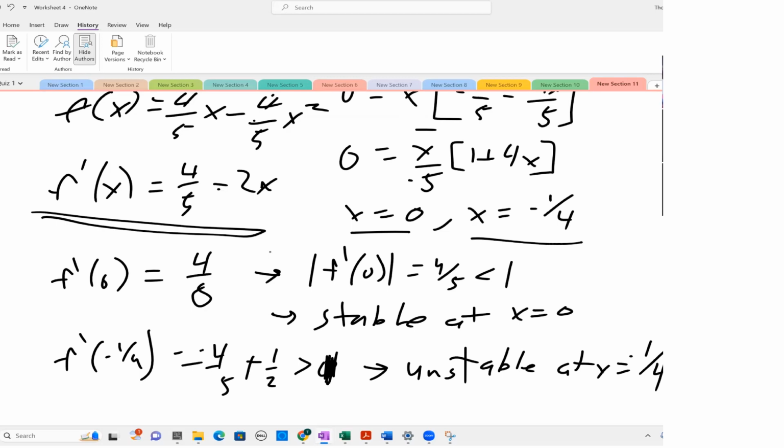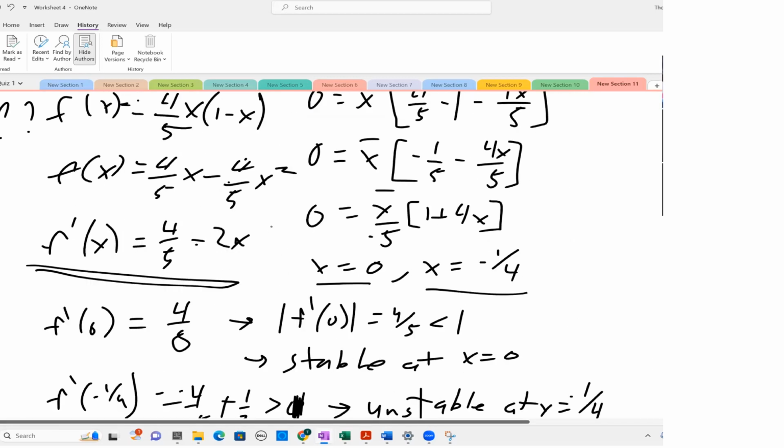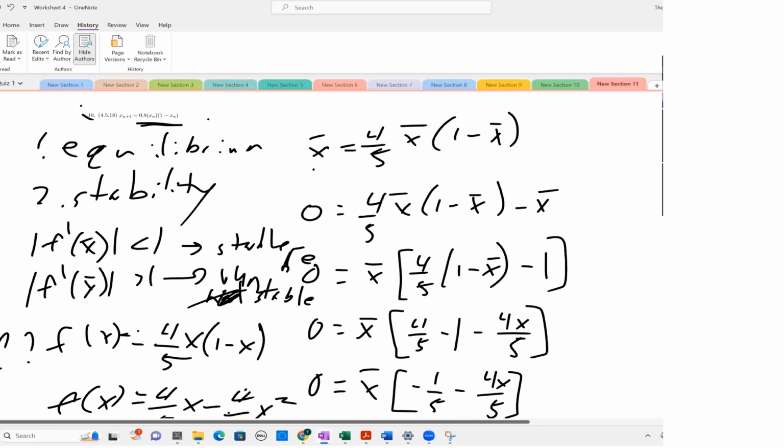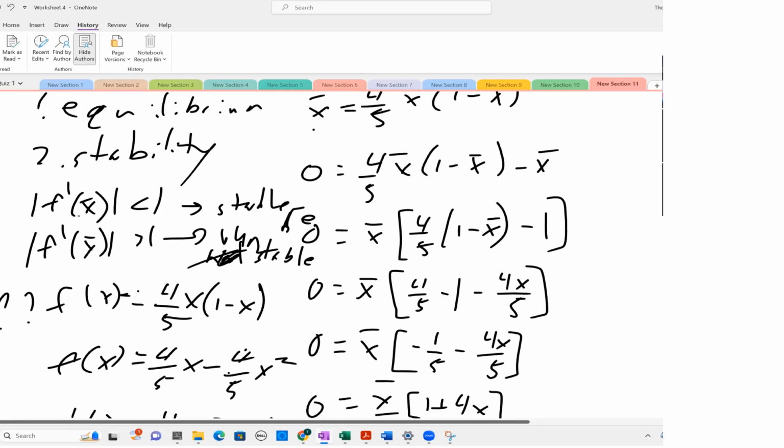So to review, what are the 2 steps we did for this process? We first determined where the equilibrium were by setting x bar equal to f of x bar. And then we determined the stability of each of our roots by calculating the derivative of f at x bar and seeing if the absolute value is less than 1 or greater.